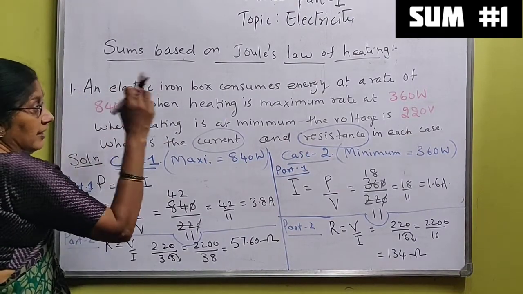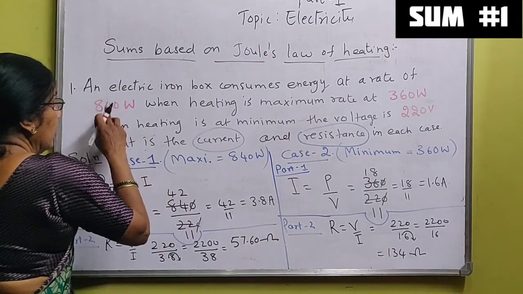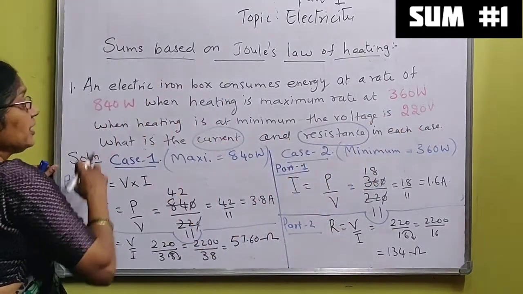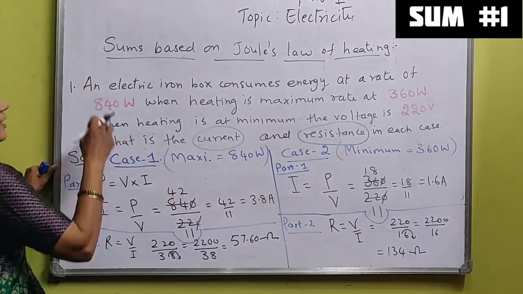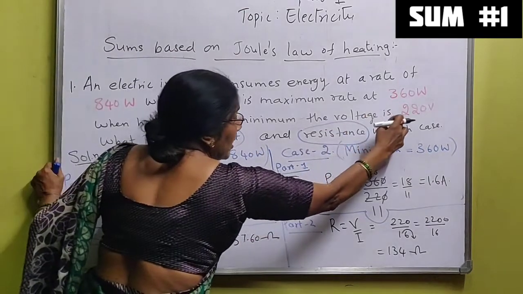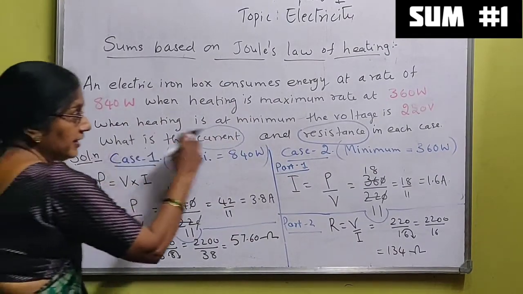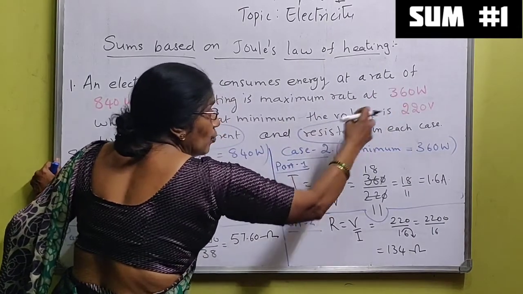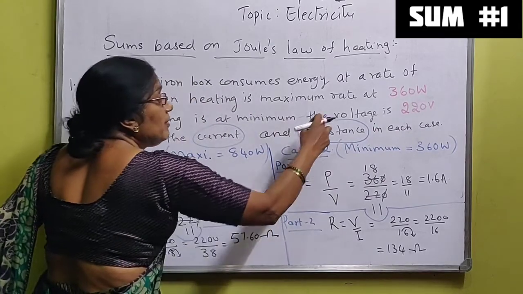When the heating is maximum, he tells us to find out what is the current when power is 840 watt and the voltage is 220 volt. And also he says to find out what is the resistance at the same time when the heating is maximum, at 840 watt and the voltage is 220 volt. Similarly, when heating is at minimum, the power is 360 watt and the voltage is 220 volt. So what will be the current and what will be the resistance?